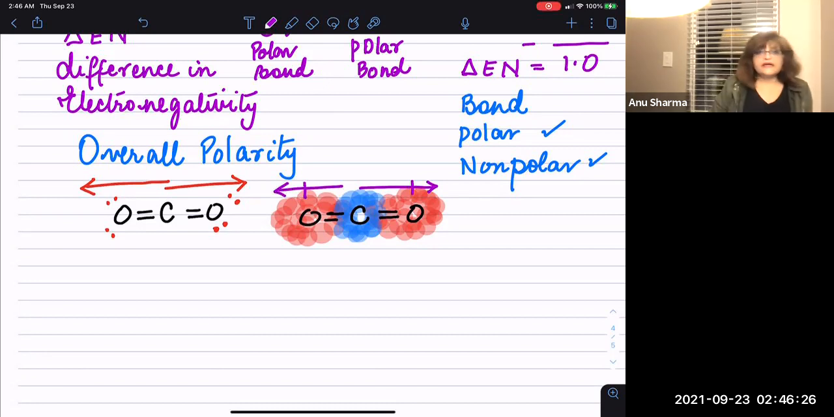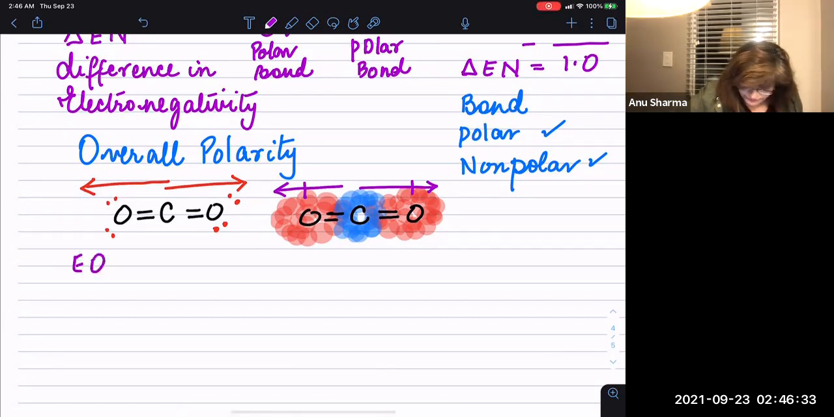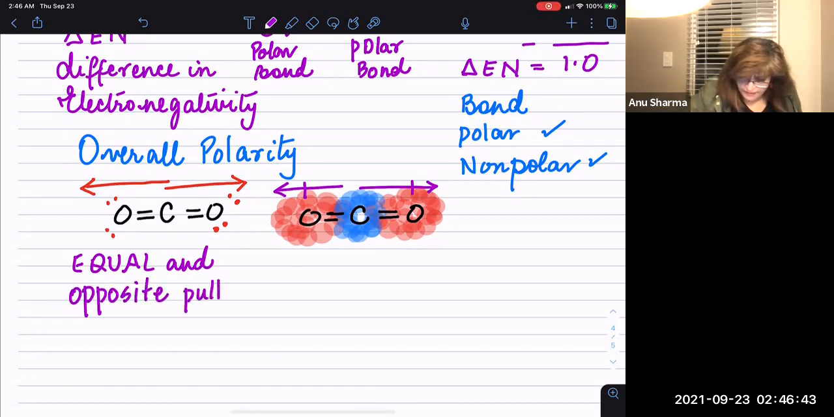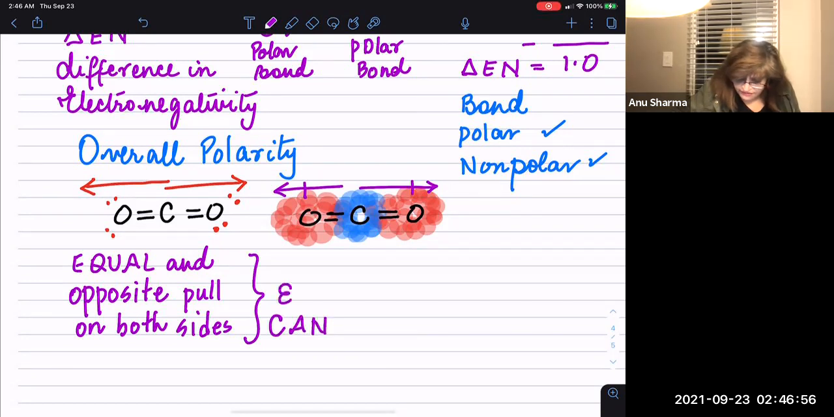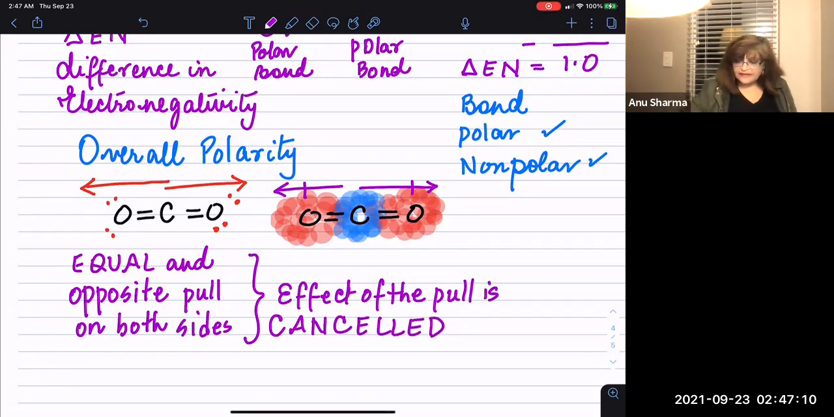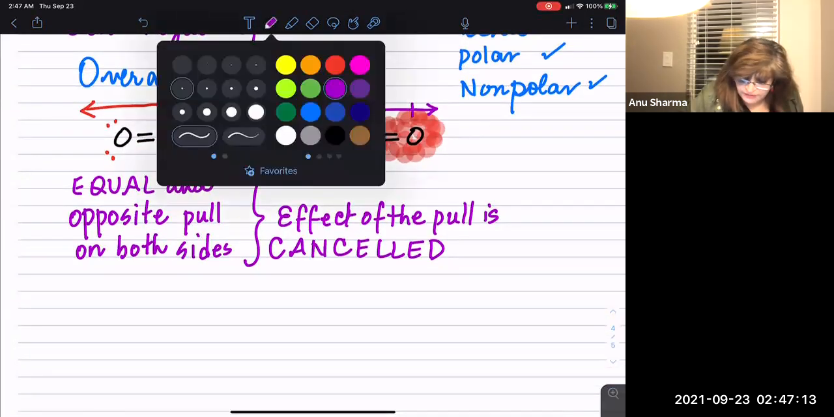And this oxygen also is pulling the electrons towards itself. So electrons are spending more time there, but the pull is the same, an equal and opposite pull on both sides. Okay, and what happens then when it's equal and opposite on both sides? It cancels each other out. The effect of the pull is canceled. So when it's canceled, what happens? Then the overall molecule becomes nonpolar.